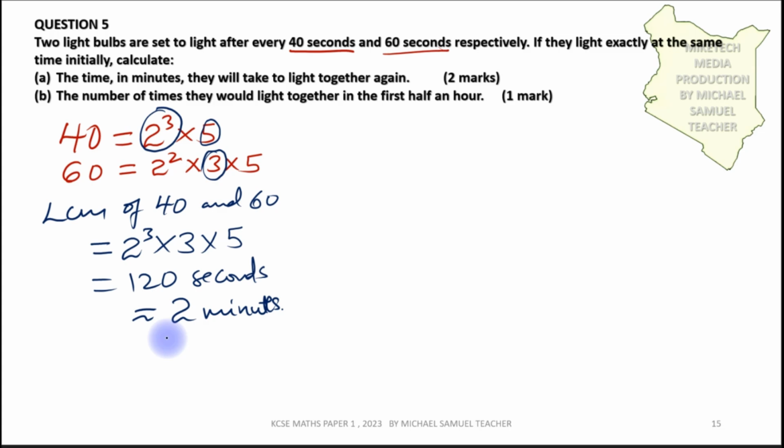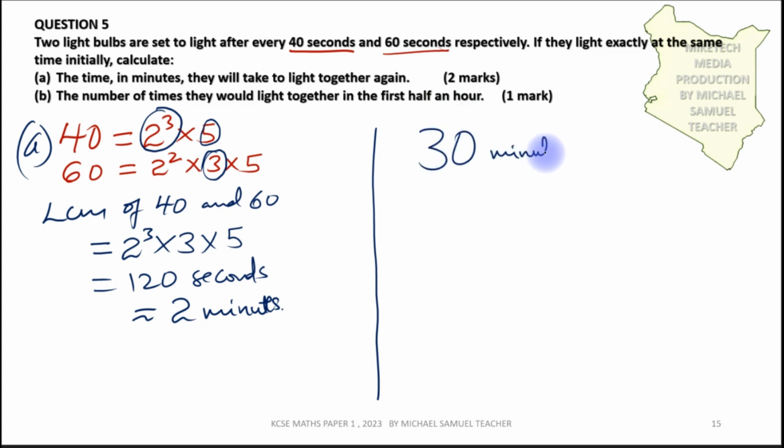Then, part B of the question, the number of times they would light together in the first half an hour. In 30 minutes, the number of times they are going to light together. So actually they are lighting together after every 2 minutes. So after 30 minutes, it is 30 divided by 2, the period after which they light together. So we get 15 times.